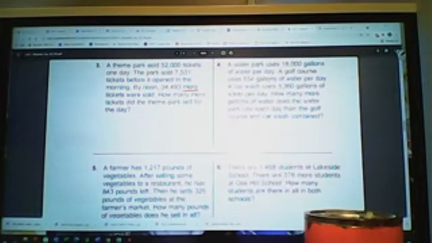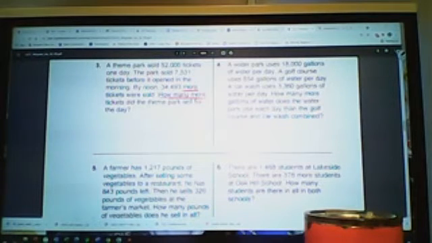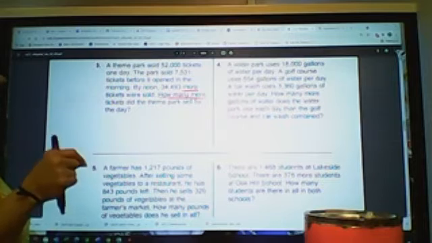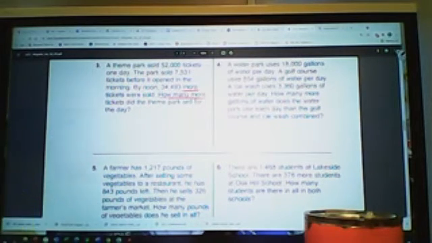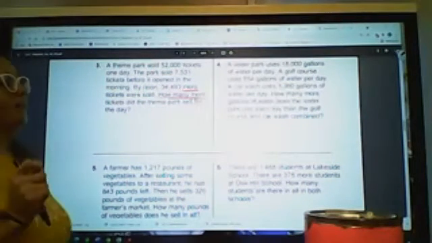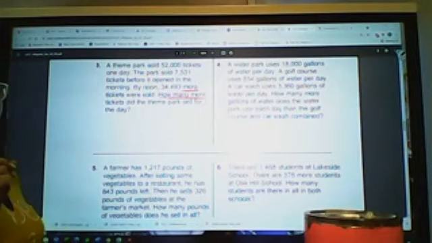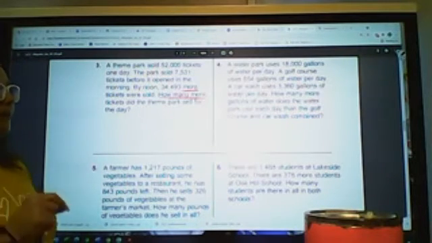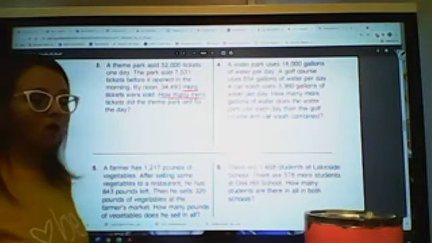All right. Do we see any more clue words in here? Michael? How many more. And what is how many more telling us? To subtract. Yes. A water park uses 18,000 gallons of water per day. A golf course uses 854 gallons of water per day. A car wash uses 3,360 gallons of water per day. How many more gallons of water does the water park use each day than the golf course and car wash combined?